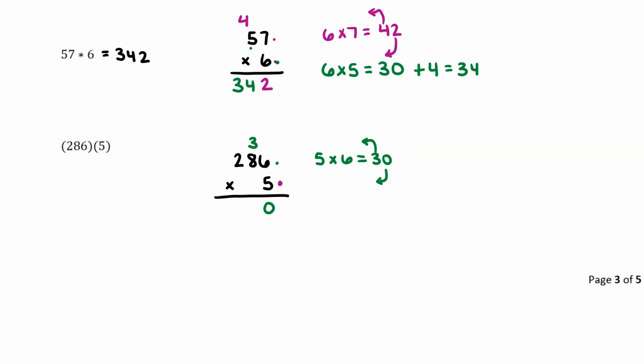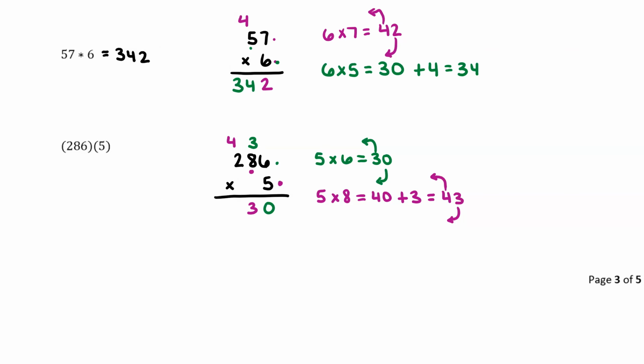Now we'll do 5 times 8. So 5 times 8 is 40. Then we have to also carry that 3, so plus 3 makes 43. So the 3 is going to go downstairs, and now this 4 gets carried upstairs. The reason it's getting carried is because there's another digit to do multiplication.